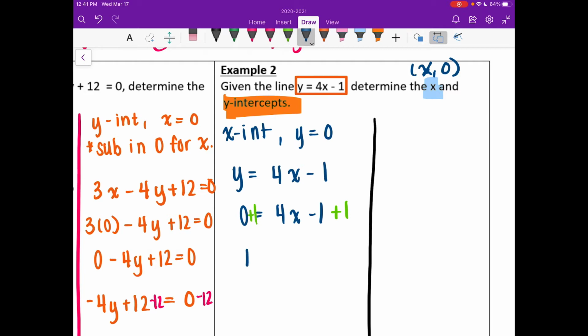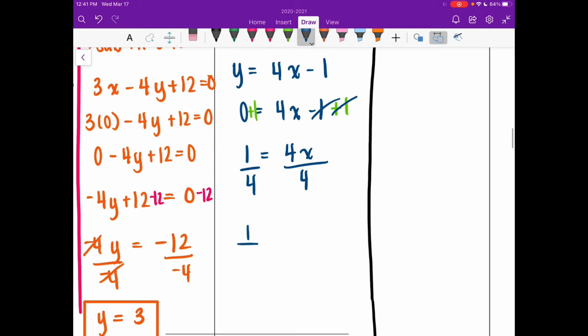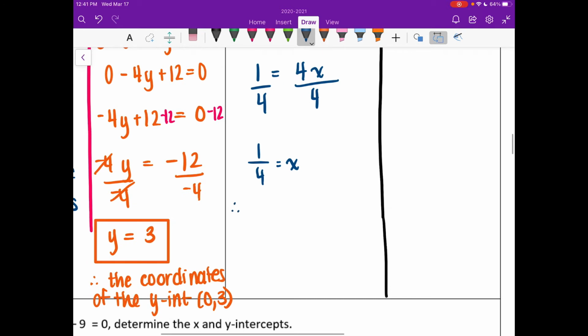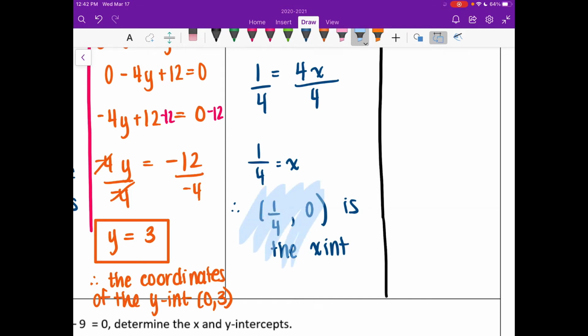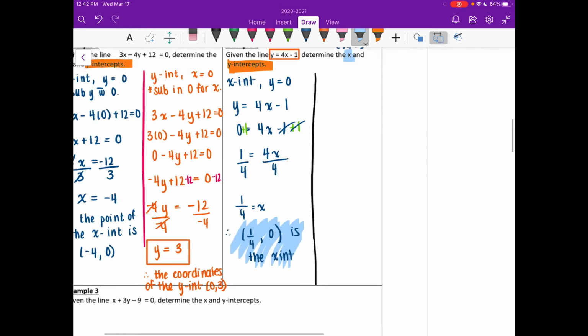0 plus 1 is just 1. 4x, this is going to cancel out. Divide both sides by 4. So then I know that 1 over 4 is x, right? So I know, therefore, and this is important, you can't just leave it as 1 over 4 is x. You have to write 1 over 4 comma 0 is the x-intercept. You have to write the coordinate pairs, otherwise it doesn't make sense, right? So you have to write the statement here that I just wrote.